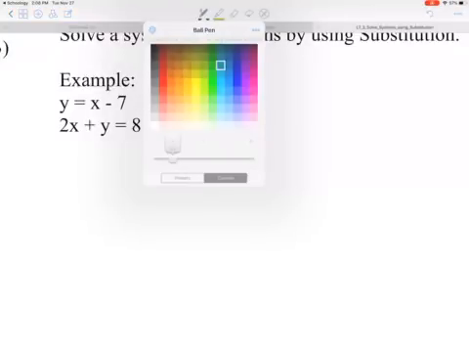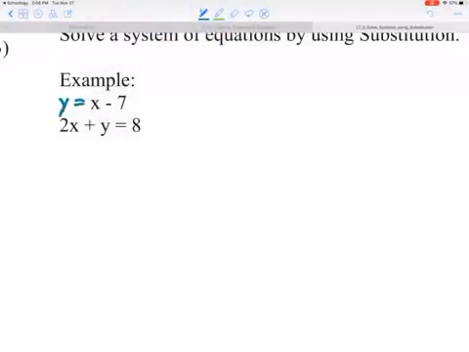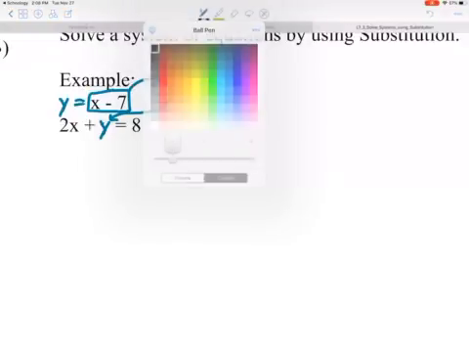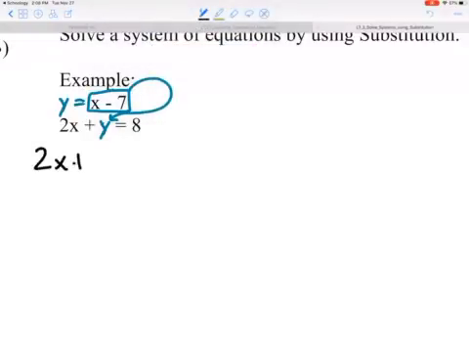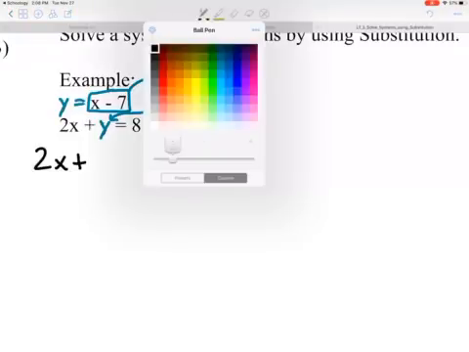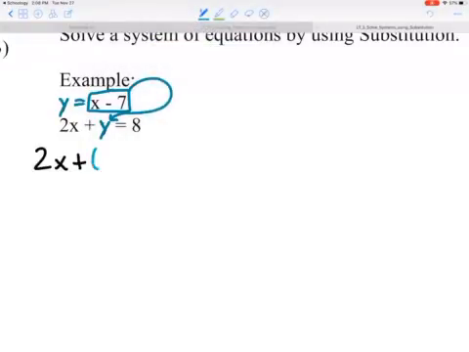I've got that y is equal to x minus 7. So what I can do is substitute the y in the other equation for what the y equals in the first equation. So I'm going to rewrite the second equation, 2x plus, and I'm going to substitute the y with x minus 7, and then finish writing that second equation, equals 8.